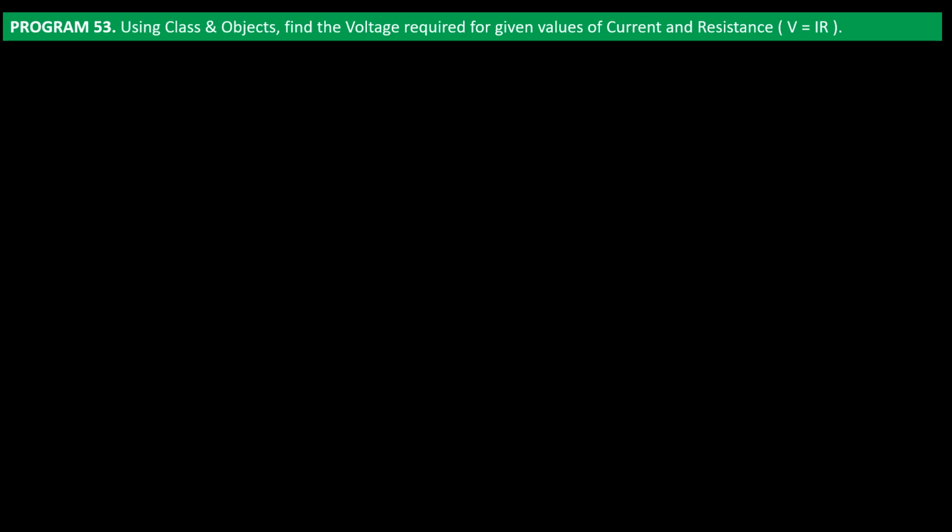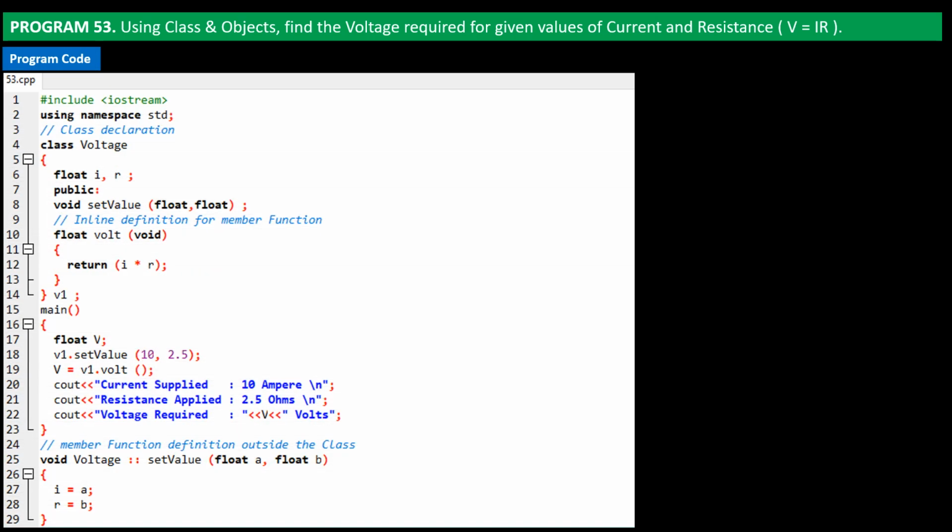Using class and objects, find the voltage required for given values of current and resistance. The formula is V equals I times R. So here comes the program code. And this is the class named voltage.